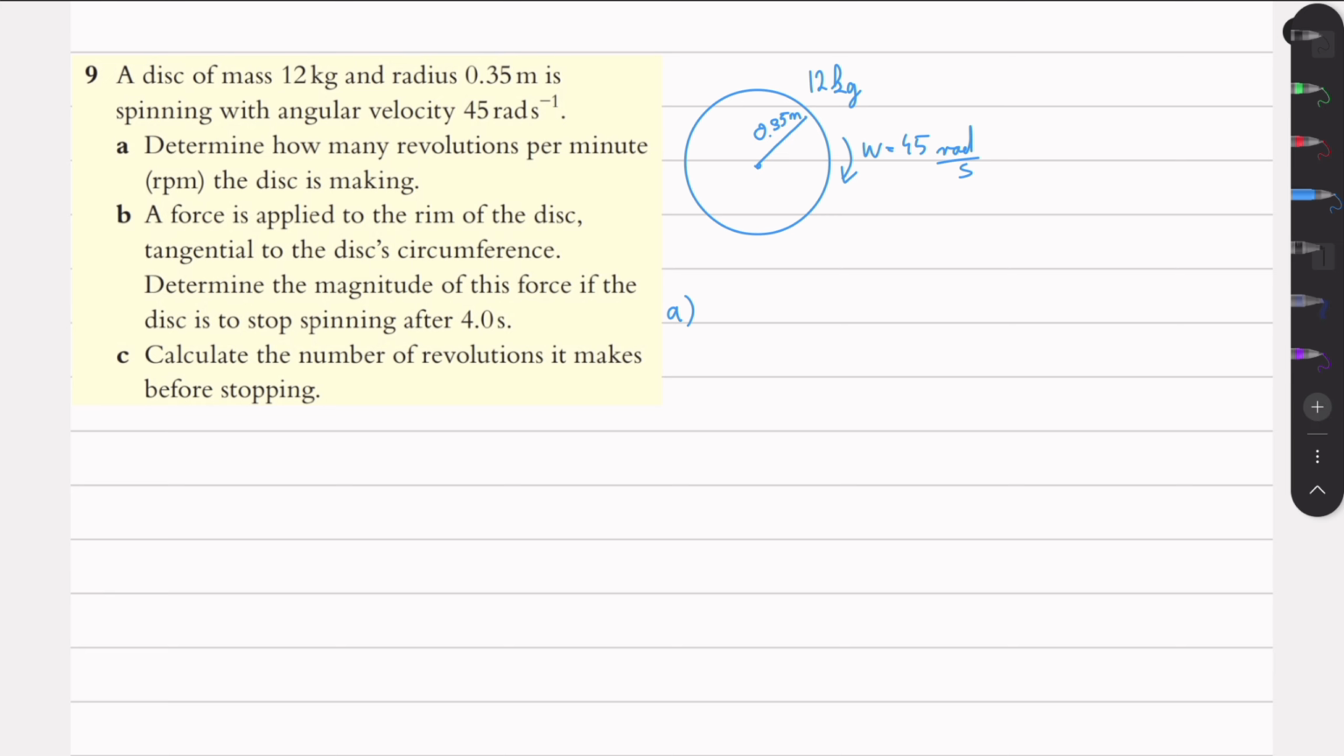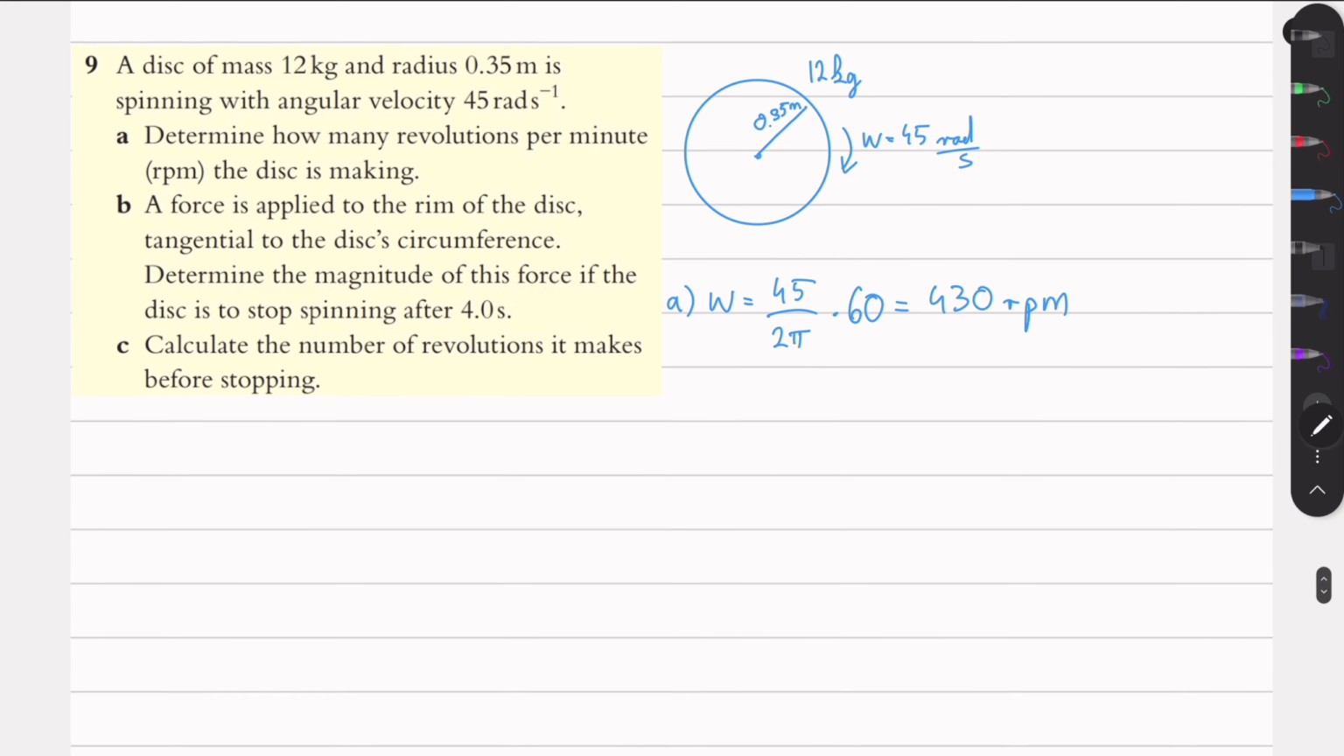So we need to see how many revolutions it makes in 1 second. We know one revolution is 2 pi radians. So the number of revolutions it will make is 45 divided by 2 pi, like this. And if we want to convert this into minutes, this is only the number of revolutions it makes in 1 second. So we need to multiply by 60 so that we find it's 430 RPM. This is how many rotations it makes in 1 second, and then we multiply by 60 because 1 minute has 60 seconds.